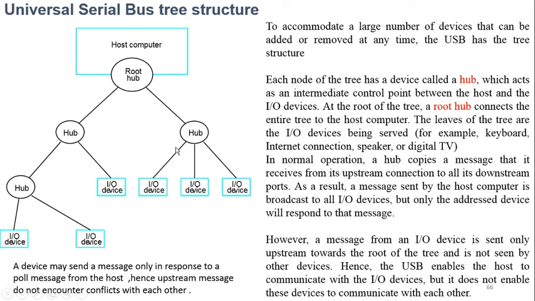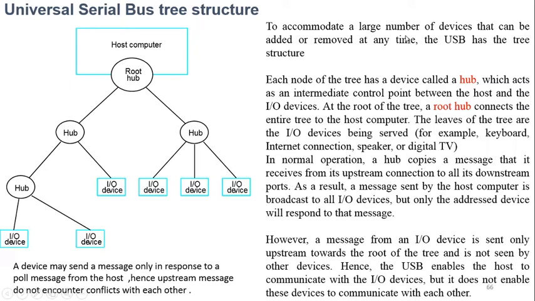Okay, this is the architecture of the universal serial bus, and it appears as a tree structure. It follows a tree structure here. This is the host computer. The USB is associated with the root hub, which is used for interconnecting these IO devices with the host computer.